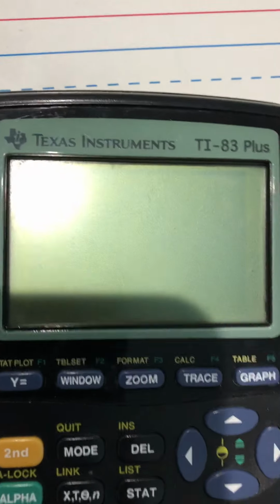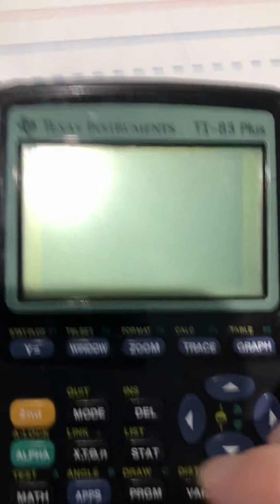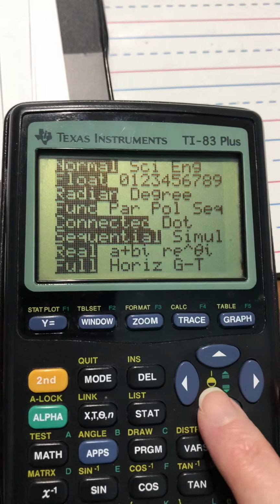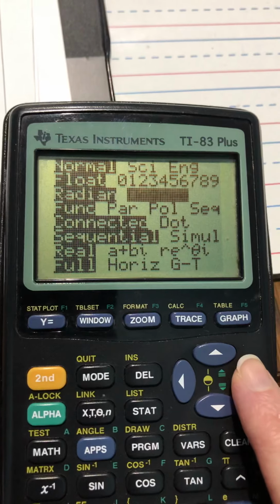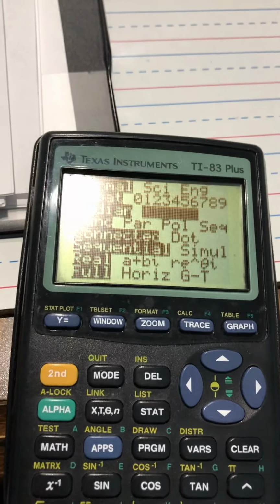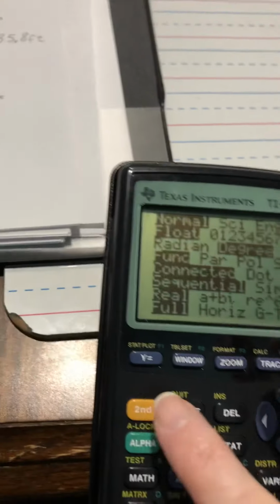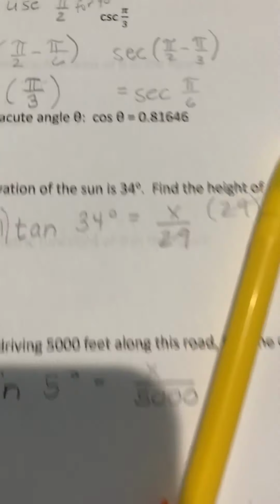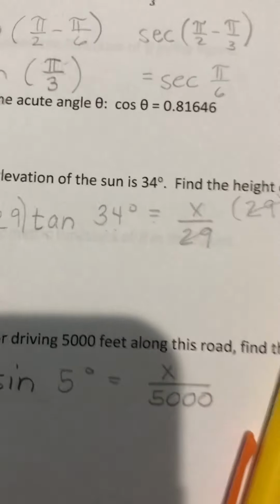So I'm going to go back to my calculator, which I remember is in radians from the last problem. And I'm going to go into mode and see it's still in radians. So I'm going to go over to degrees and hit enter at the bottom. And then I can quit out of there. And then I want to do 29 times the tangent of 34 degrees.